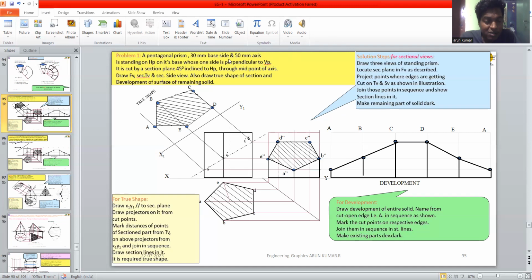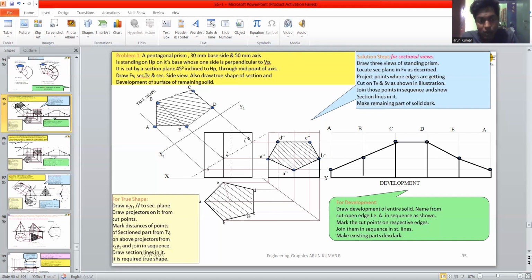That is the condition to draw the top view of your solid, the position of the solid. Here the given solid is a pentagonal prism, and a pentagon has five sides. So any one of the sides you have to draw perpendicular to VP. That is the condition to draw the top view of your given solid.